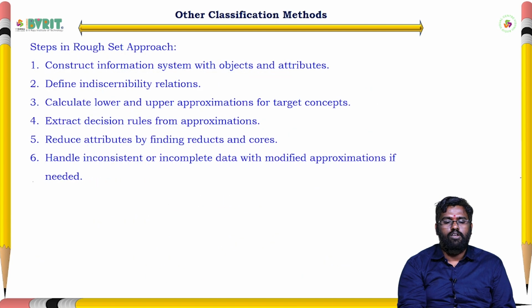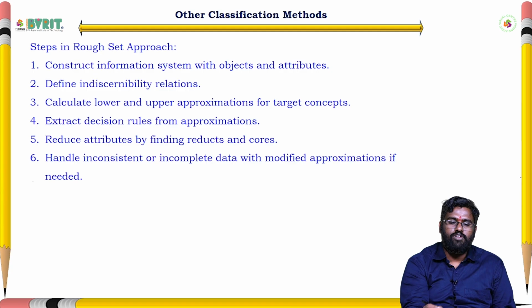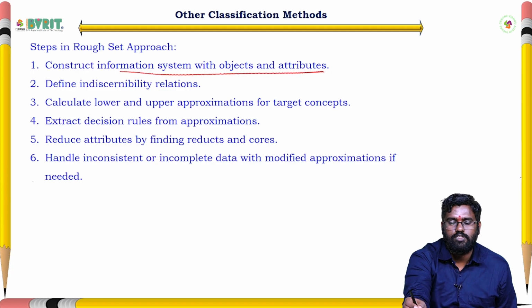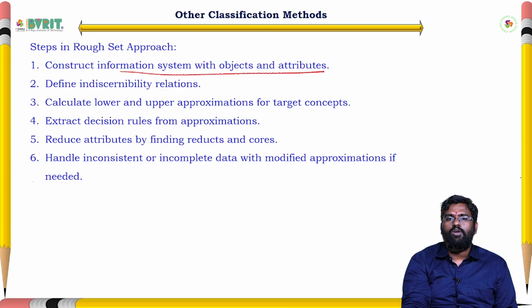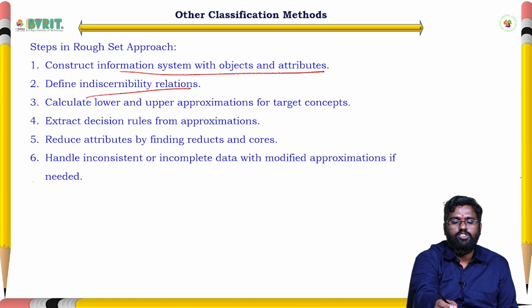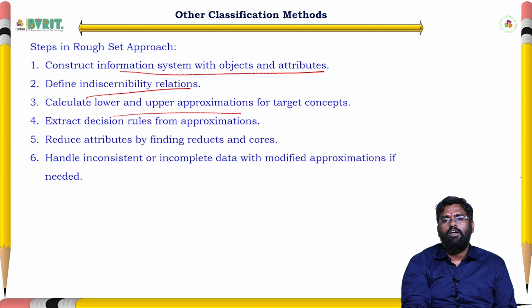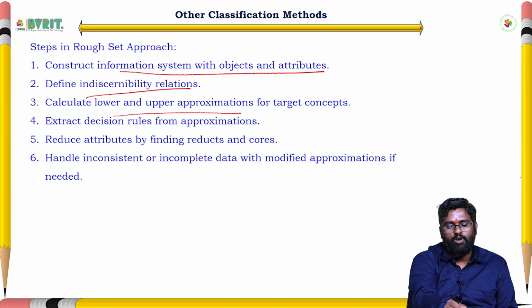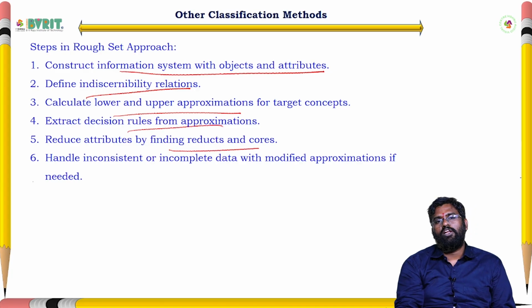Now I will show you one by one. So these are the different steps. First, we have to take the information system with objects. That means how many attributes are there and whatever objects are available in the universe. Next, we have to calculate the indiscernibility relation. Next, you need to calculate lower and upper approximations based on the formula, whether it belongs to that particular universe or not. You have to find out the decision rules, and finally, you have to reduce that, and finally, we have to write the incomplete data from the given set.